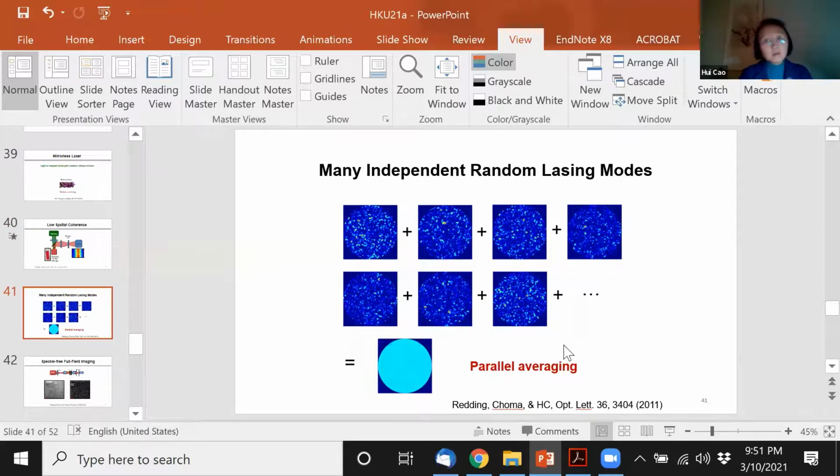Of course, if you have a different random medium, there will be different intensity patterns, but we do not care, because at the end of the day, we just want to have many distinct, many different ones. So when we add them together, we get rid of all the coherent artifacts.